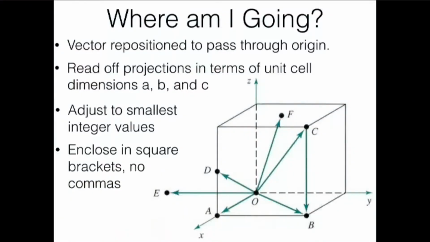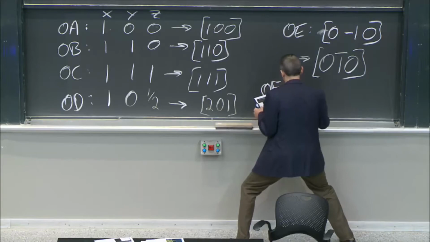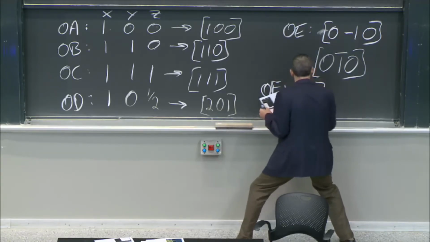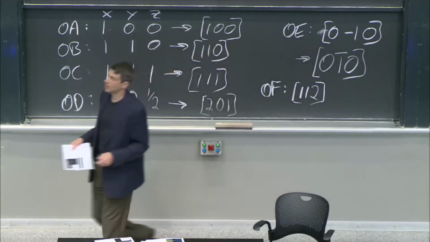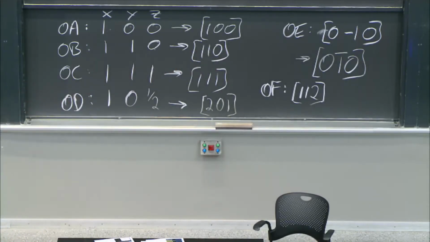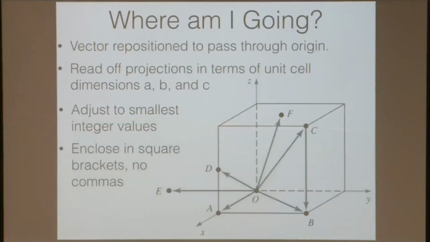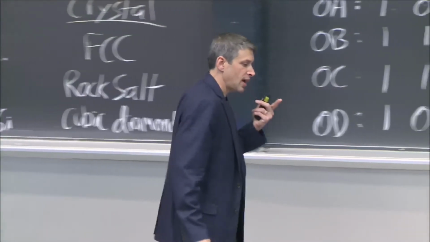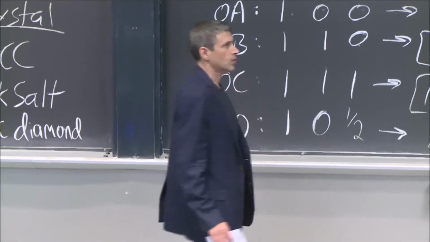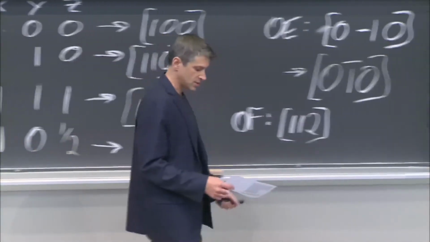And you can see that OF, if you have the same kind of fun, you would see that OF is the 1, 1, 2 direction. That's how you would write the OF vector. Because you go a half, and then 1, but they don't like the half, so you multiply through by 2, you get the 1, 1, 2. These are vectors in crystals.